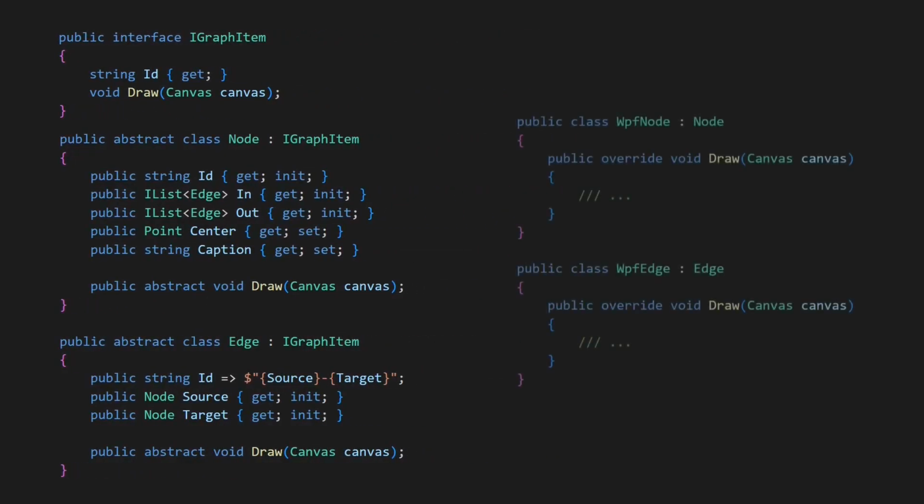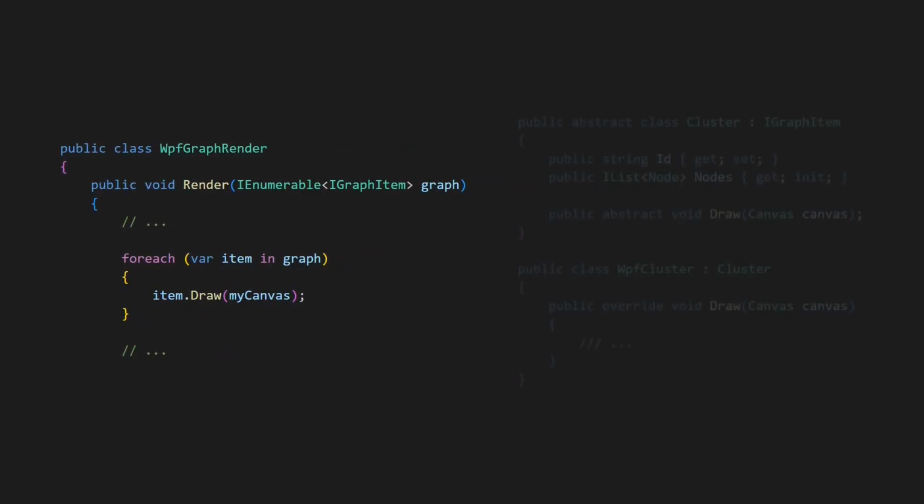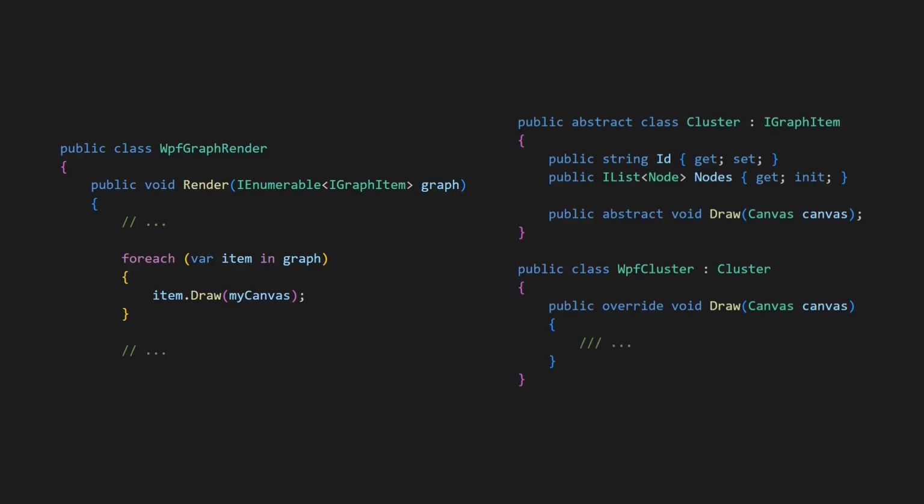We then create rendering technology specific derived classes which implement the draw method. Finally, we adapt the render function of the graph renderer and open it for extension of new graph items. Now adding support for clusters does not require any code changes in the graph renderer. This design is also ready for future changes of similar kind, like undirected edges or nodes of different shapes.